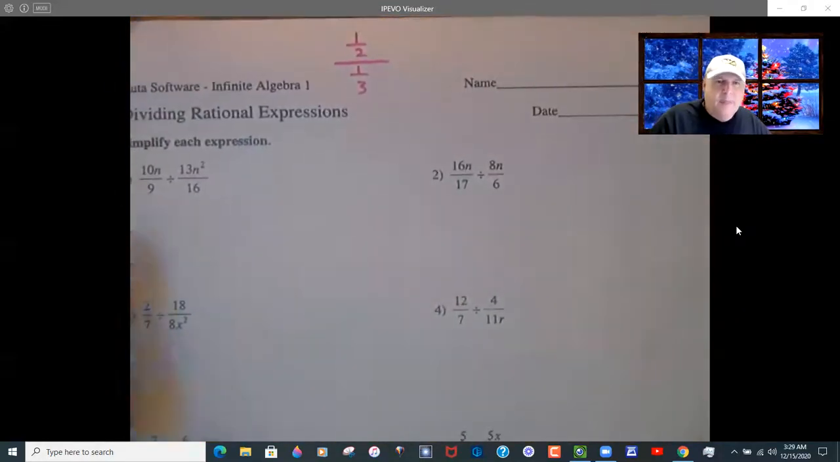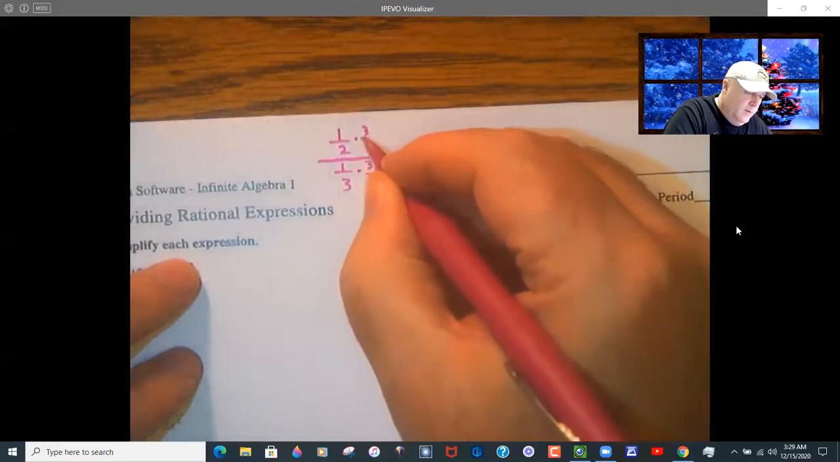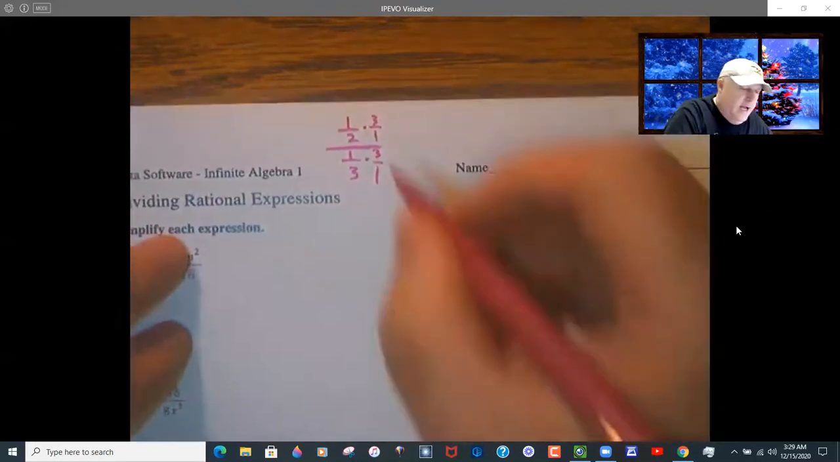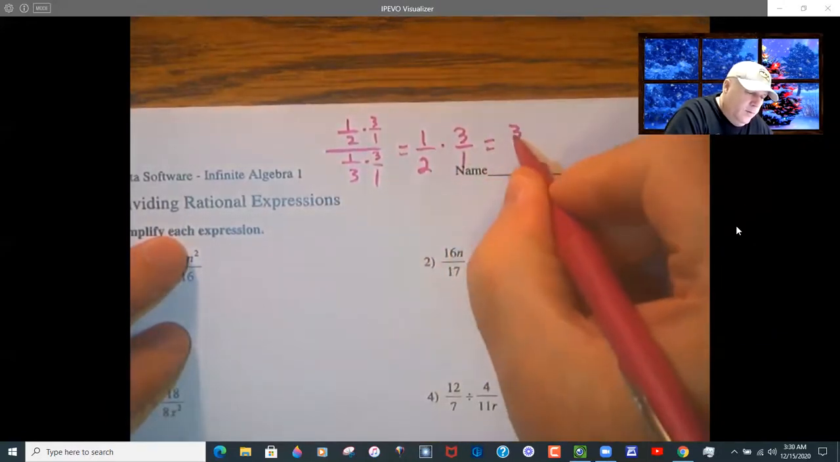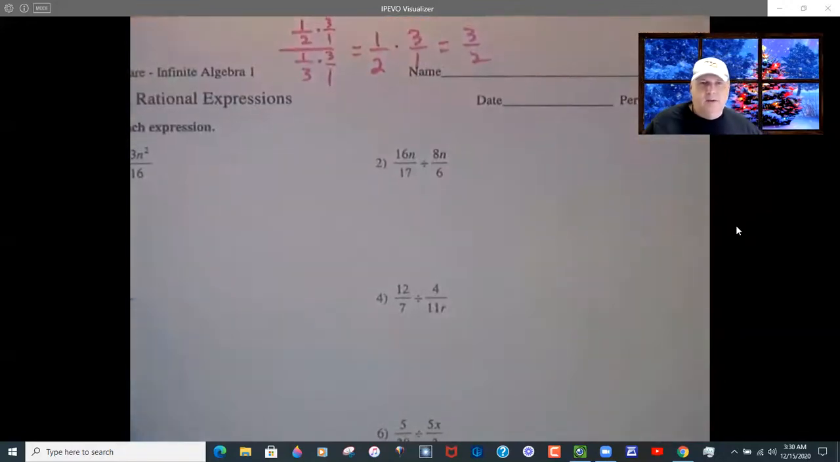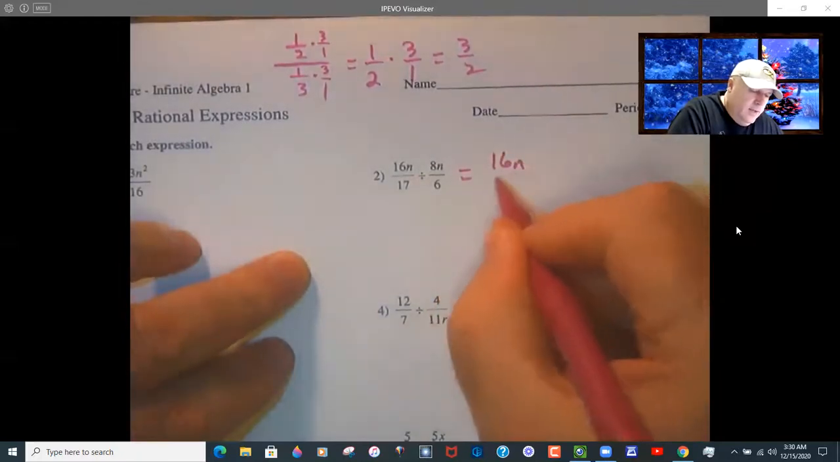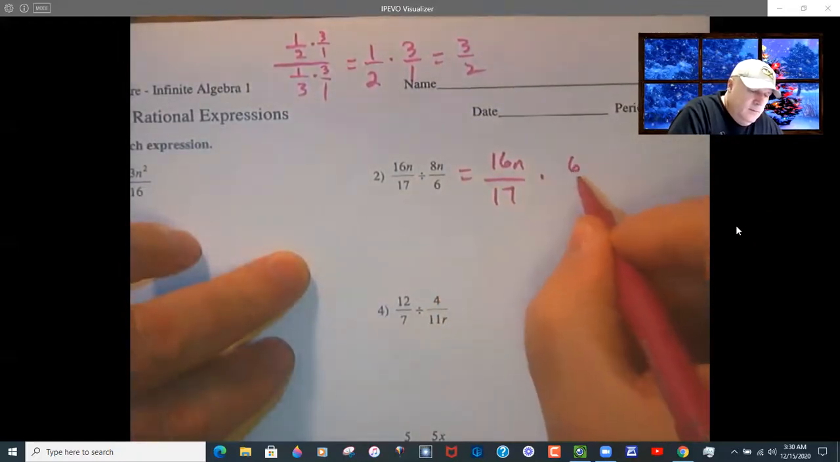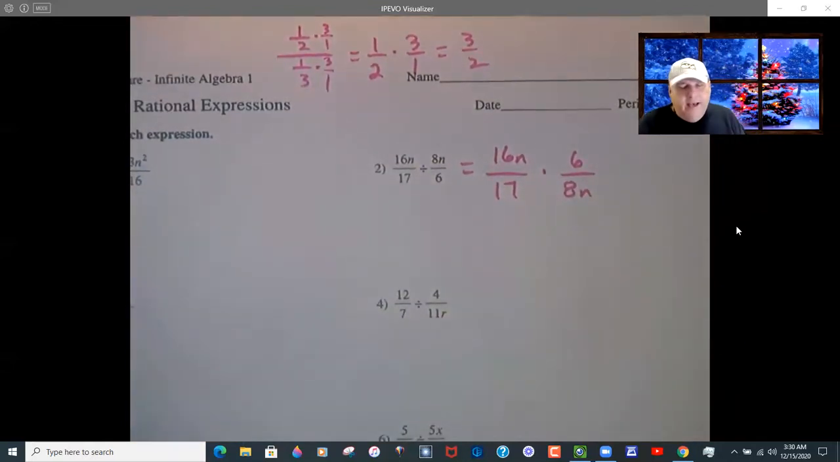So dividing rational expressions, here's the idea. You take the numerator and you multiply it by the reciprocal of the denominator. And the reason for that is you're actually trying to create a 1 in the denominator. So here's an example with simple fractions. And so on all of these, you are taking the second expression after you get the factoring done. After you get the factoring done. So that's going to take you a while.